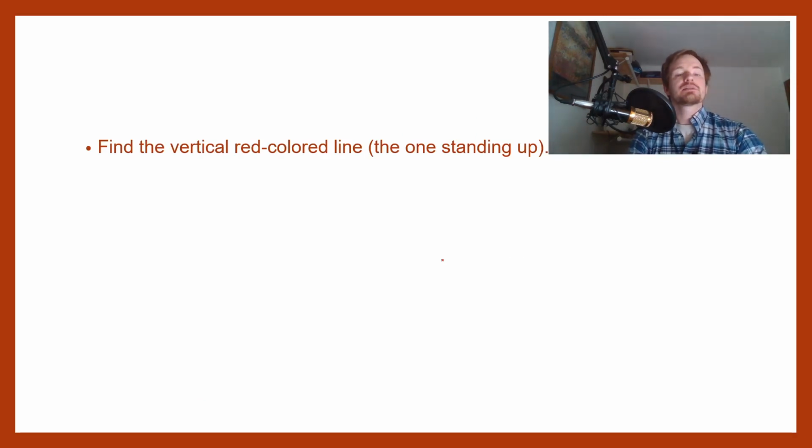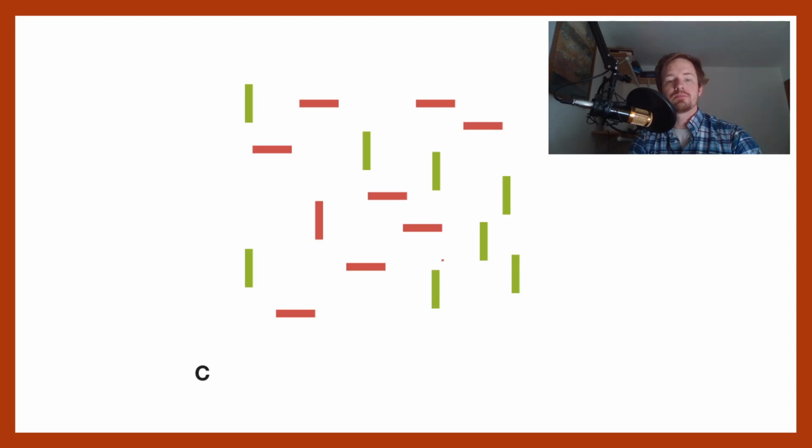All right, and now for this final one, I want you to look for the vertical red colored line. So you're looking for a red line that is standing up. Here we go. Think about how fast you can do it. Okay, so this one, probably you were fast, but not as fast as the others. You were a little bit slower here, right? And so the whole point of this, and this task is called the visual search task.